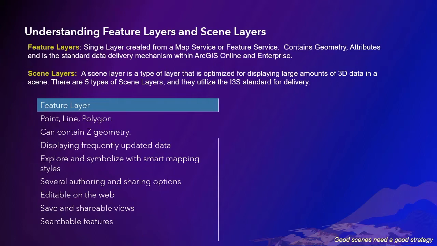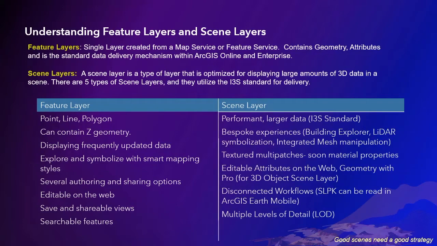So feature layers, points, lines, and polygons, as I mentioned, they can contain Z geometry. You would use this for displaying data that could be frequently updated, sometimes IoT, real-time data. There are specific symbolization and smart mapping styles that Janet's going to show you. And there's a lot of different ways that you can author and share and receive this data, work with Survey 123 data or data from a variety of different sources. It is editable on the web, and you can also use views to store symbology or really to obfuscate certain fields for security parameters as well. You can also search them.